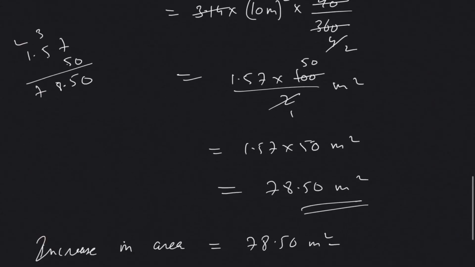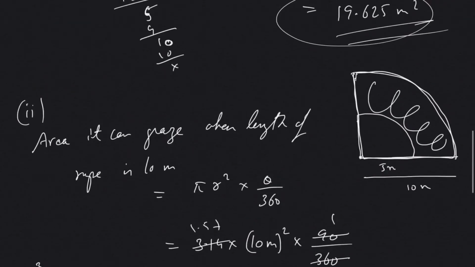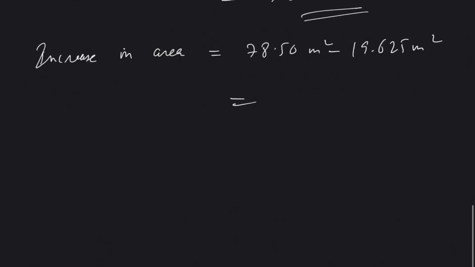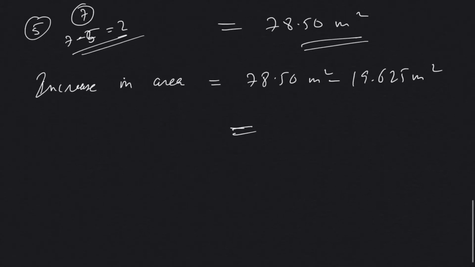could graze when the length of the rope was 19.625 meter square. That's how we will find out, isn't it? Because if you want only this region, then it will be this complete region minus the smaller region. That will give us this particular increase in area. I hope you have understood the concept of increase in area, because if you have a number 5, it is increased to 7, then what is the increase? It is 7 minus 5, that is, increase is 2. So we are going to use that concept.